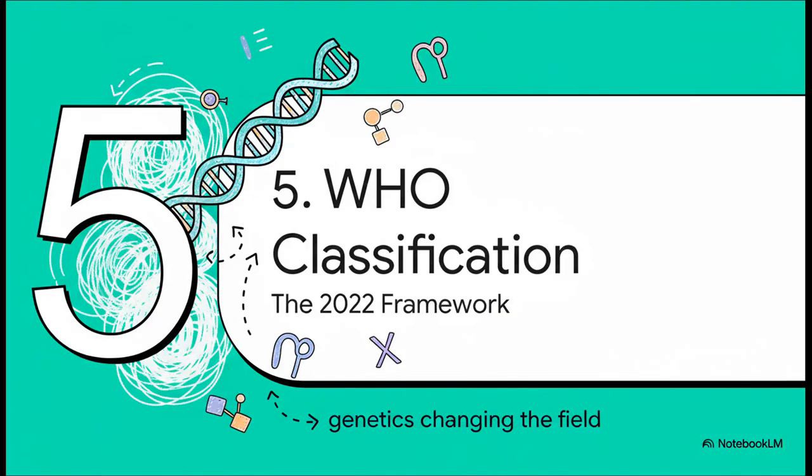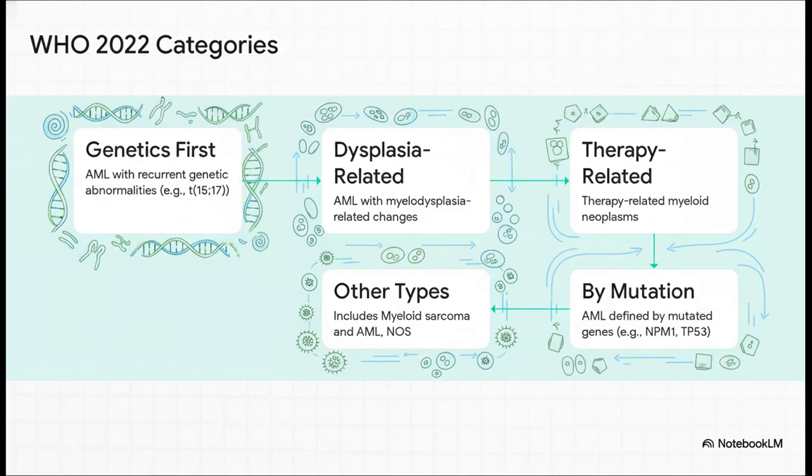You know, all this talk about genetics is the perfect segue into our final section, the modern WHO classification. The update in 2022 represents a massive shift in how we even think about AML. We've really moved away from just looking at cells under a microscope to defining the disease by its specific genetic driver. Just look at the hierarchy on this slide.